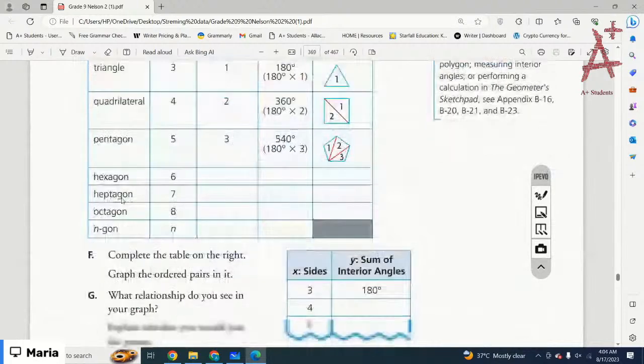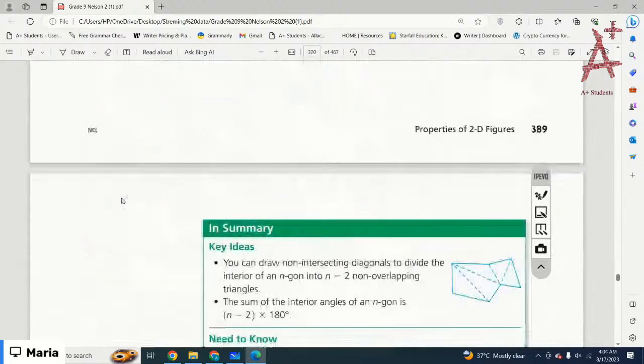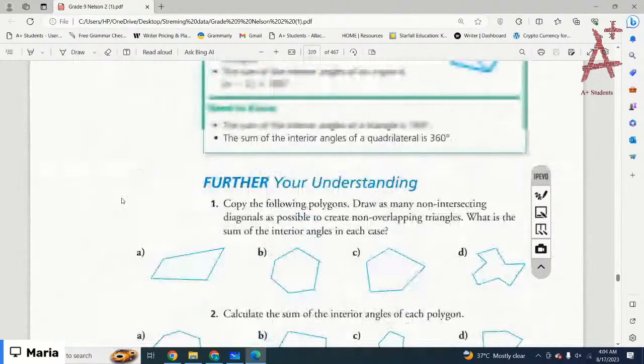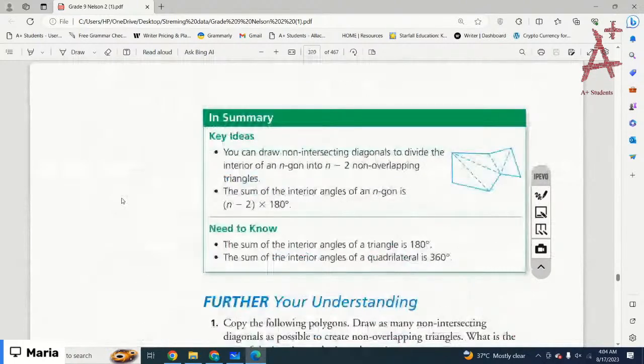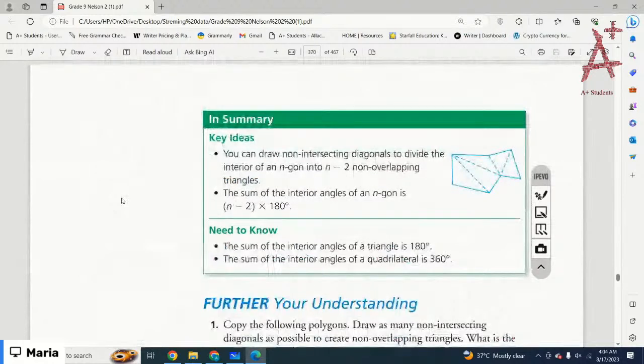You have to complete the table for 5, 6, and 8 sides. You can draw non-intersecting diagonals to divide the interior of an n-gon into n minus 2 non-overlapping triangles. That means you can make n minus 2 triangles in an n-gon. The sum of interior angles of an n-gon is n minus 2 times 180. The sum of interior angles of a triangle is 180 degrees. The sum of interior angles of a quadrilateral is 360 degrees, right?